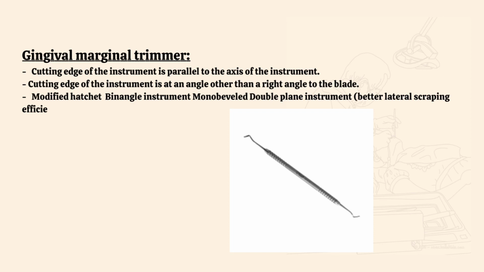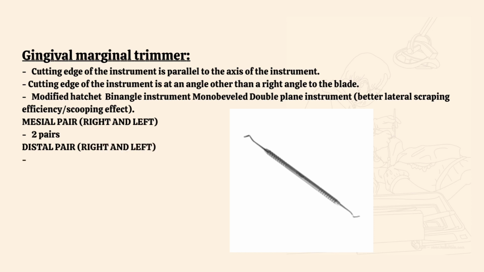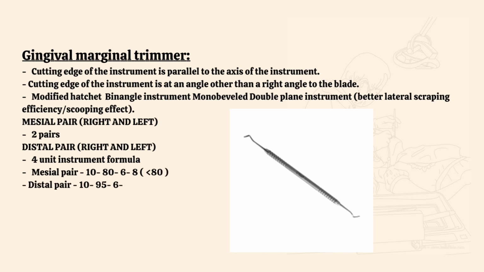Mesial pair, right and left. 2 pairs: distal pair, right and left. 4-unit instrument formula, mesial pair: 10, 80, 6, 8, 80. Distal pair: 10, 95, 6, 8, 95. Used to give gingival cavosurface bevel.